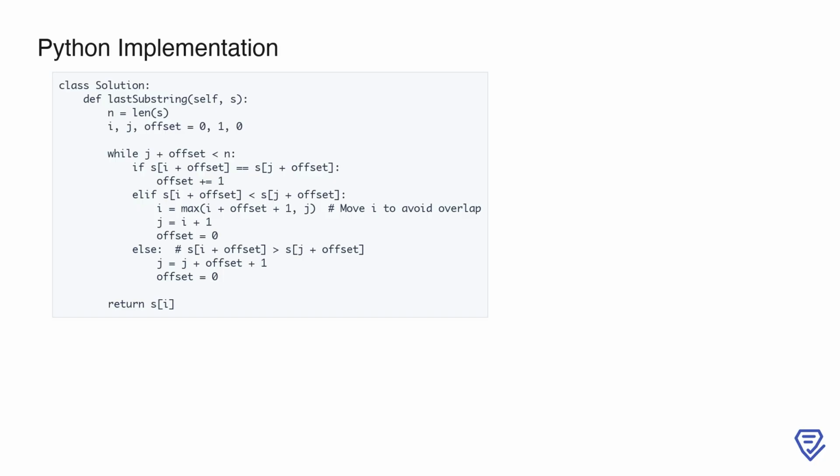Efficiency. The algorithm runs in O(n) time as each character is processed at most twice, once by i and once by j. This is optimal for large strings where generating all substrings or sorting them would be infeasible. Edge cases. Single character strings, the loop doesn't execute, and the function directly returns the string. Strings with repeated characters, the algorithm correctly identifies the lexicographically largest repetition. Overall, this approach balances clarity and performance, making it suitable for competitive programming and real-world applications.